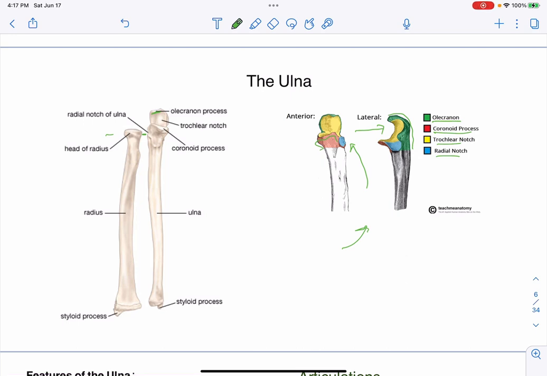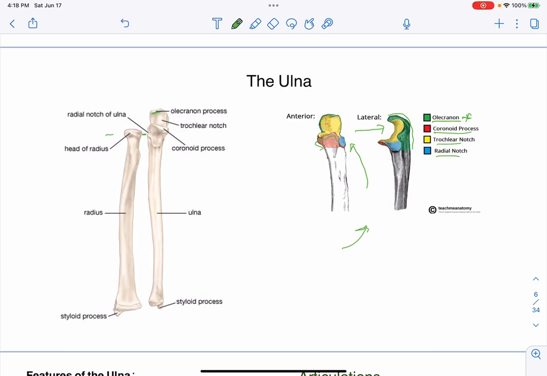The olecranon, just to talk about this a little bit more. So if you feel your elbow as you are bending or extending and flexing your forearm, you can feel the olecranon protruding from that posterior region of the elbow. That is what you're feeling if you palpate that area of your elbow. That's the olecranon sticking out.